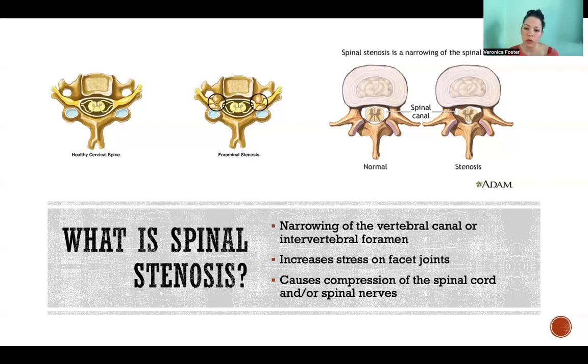Spinal stenosis also increases the stress on the facet joints, which are the joints connecting one vertebra to another. There are actually many different joints in the spine connecting all the different bones together, and the facet joints are just some of them. It also causes compression of the spinal cord and/or spinal nerves, depending on where the stenosis is taking place. If it's the intervertebral foramen, that would cause compression of the spinal nerves at their root where they're exiting the spinal cord. And if it's stenosis of the spinal canal, then that would start to encroach and impinge on the spinal cord itself.